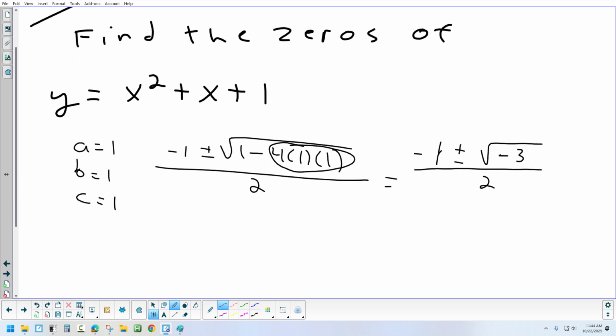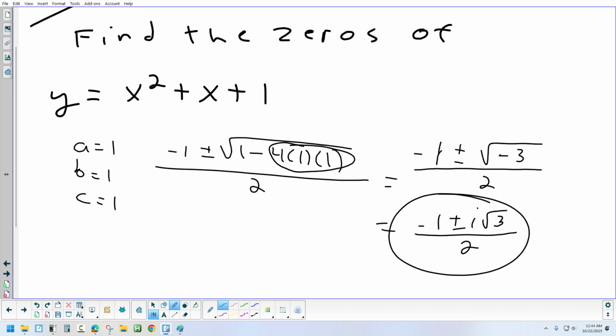How do we write that? Yep. i root 3. So those are your roots. -1 plus or minus i root 3 over 2. That's it. That's it. Yep. And you would simplify if it could simplify.